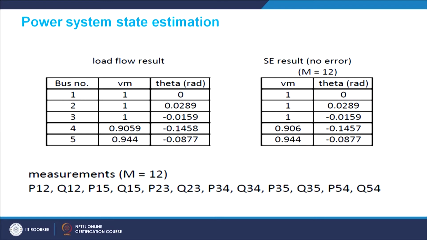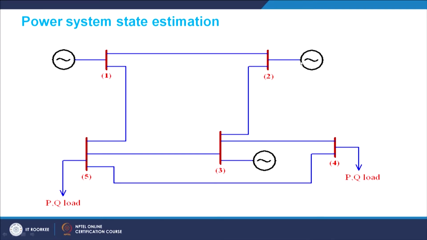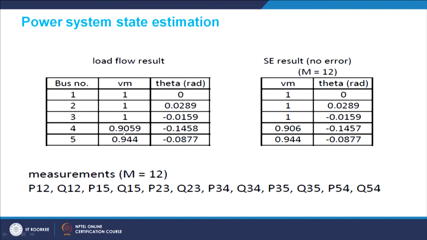Now if I do state estimation without any error, what we have done is, after this load flow result, we have calculated the power flow through all the lines. In all these lines, we have calculated the power flow by utilizing these values. These power flow results we treat as the ideal value of the measurements, which are absolutely ideal, true values.